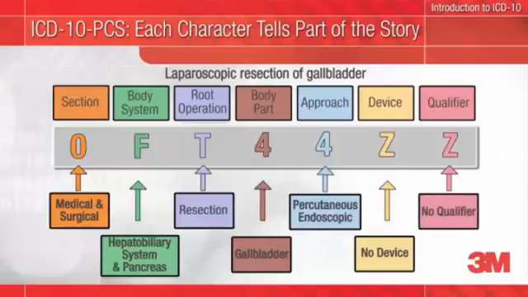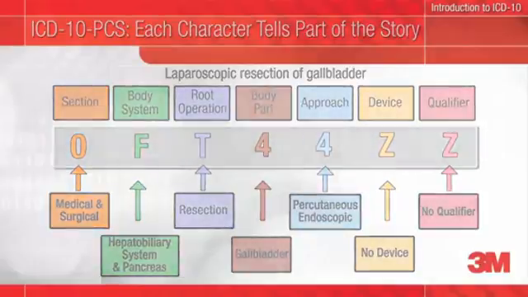The 7th and final character of a PCS code is called a qualifier character. It describes additional, unique attributes of some procedures. Depending on the procedure performed, there may or may not be a qualifier for the procedure. If there is no qualifier, there is a default value indicating that there is no qualifier associated with the procedure.